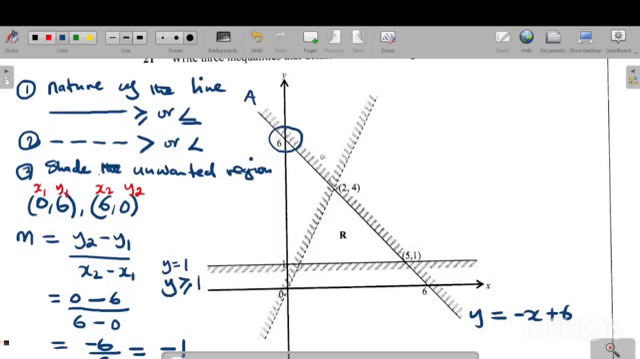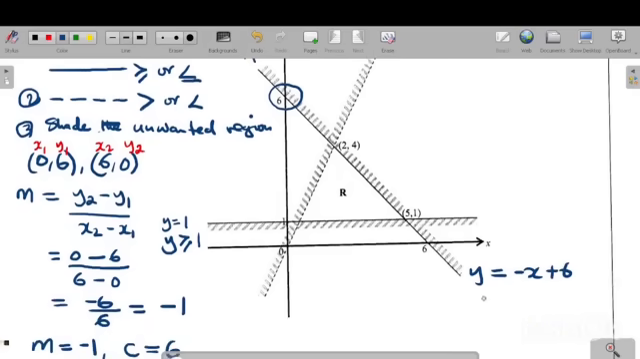Since the unwanted region is the greater part, the wanted region, the region at which R is, is the less part. So we are going to have y is less, because it's a solid line, less than or equal to negative x plus 6. So this is the inequality that they required.